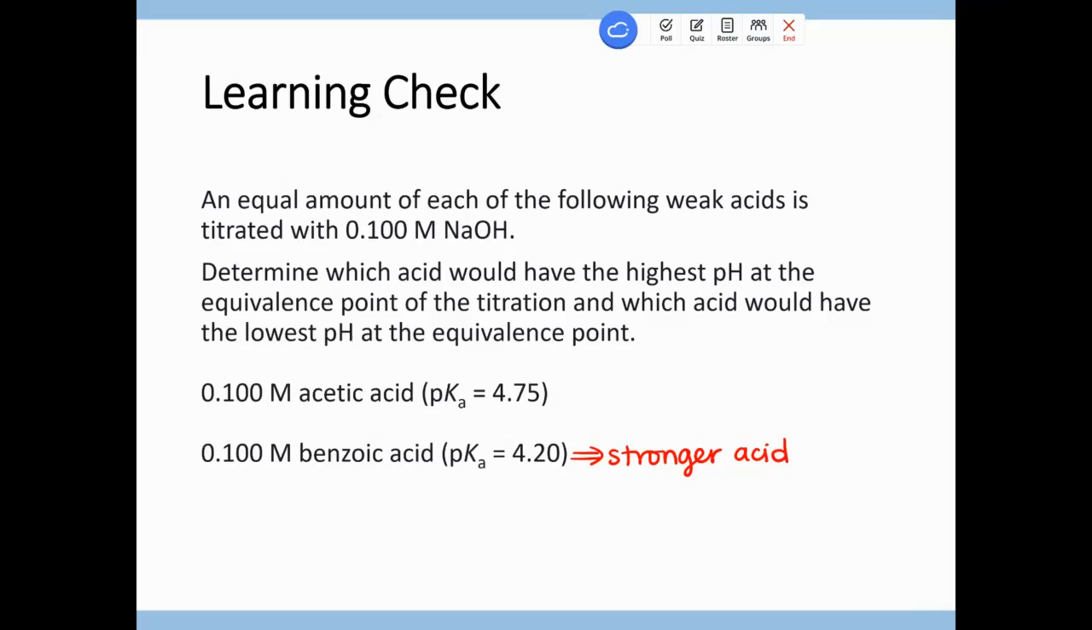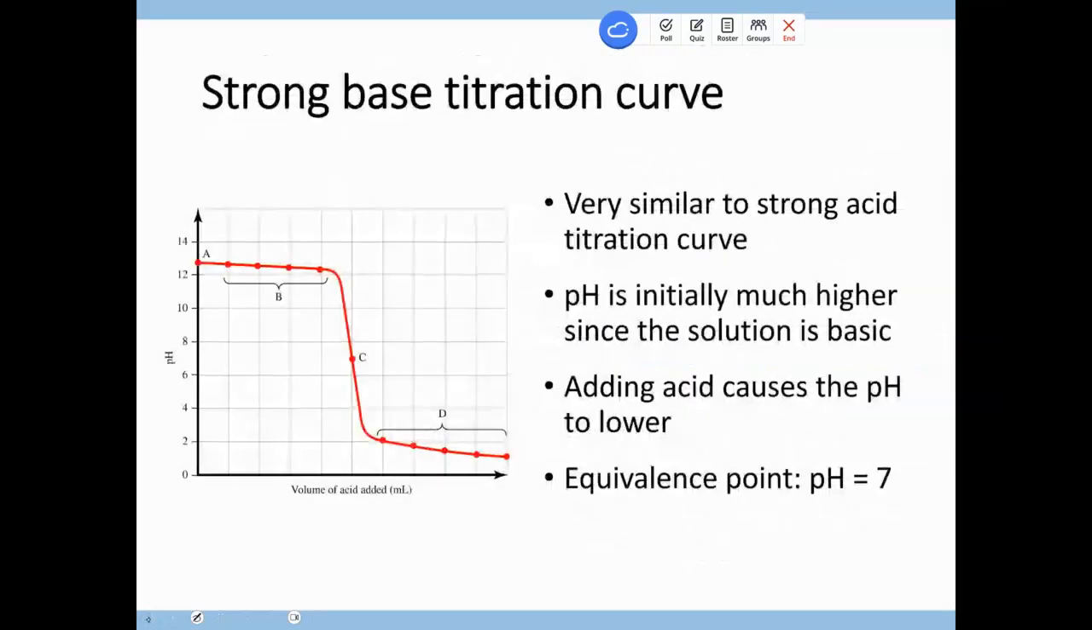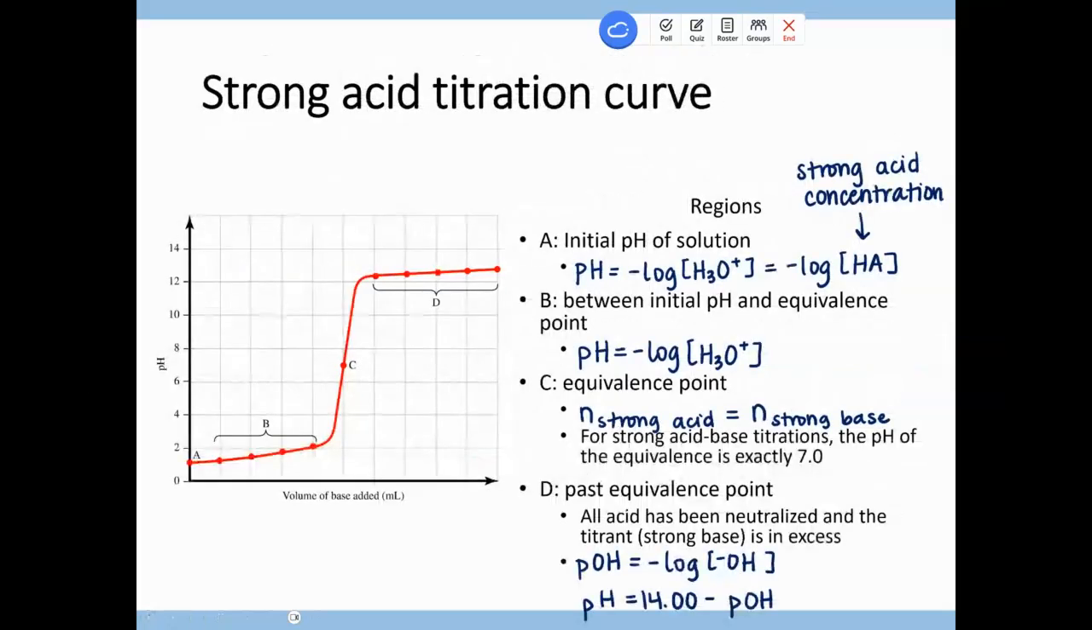So what does that mean? Will it have an influence on lowering the pH compared to the other, or higher? Or we don't know. It will be lower. Let's go back to when we have a strong acid.